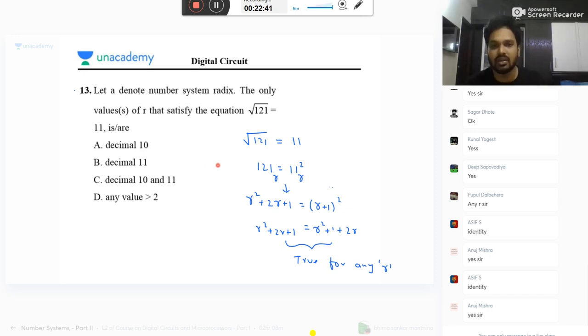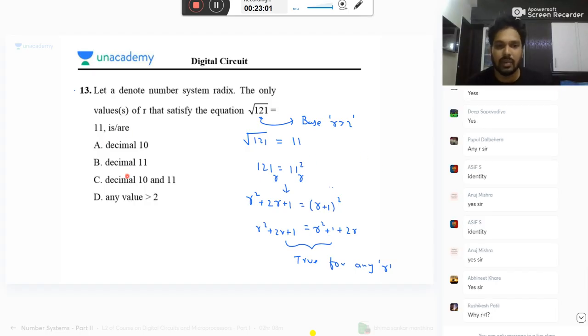Any base. But you have already used 2 here. If you have 2 in a digit, your base must be greater than 2. Because in any number system, as we discussed in yesterday's class, we can have the numbers from 0 to r minus 1 in each digit. So what is the answer? It can be any base greater than 2.